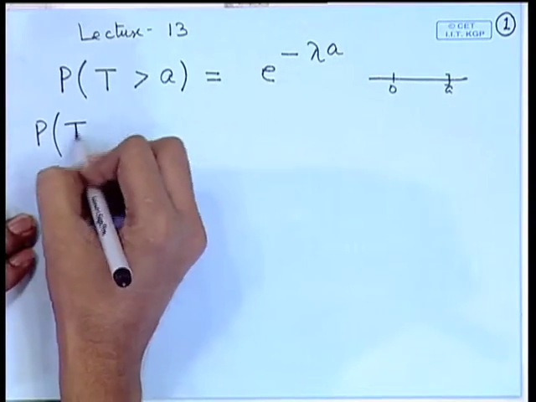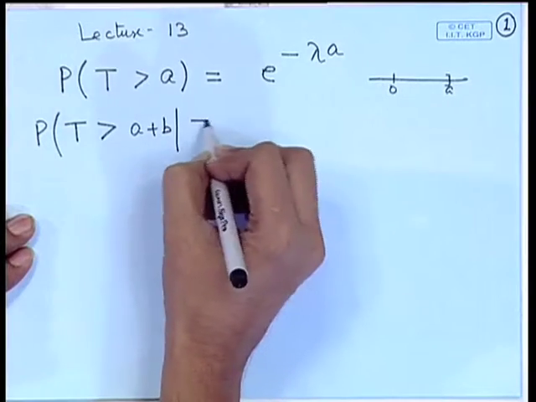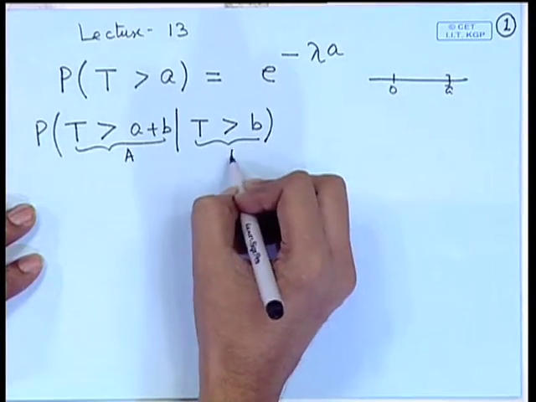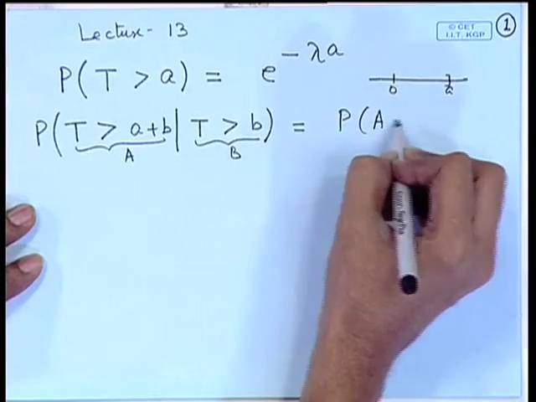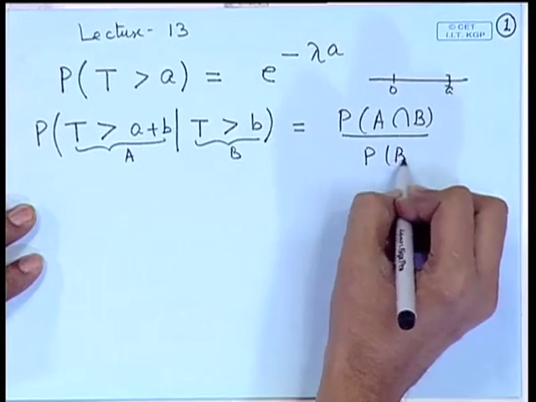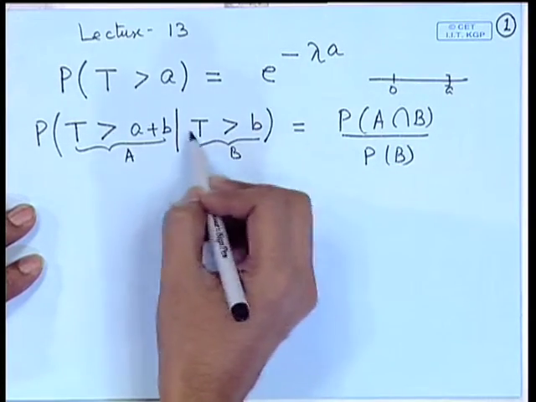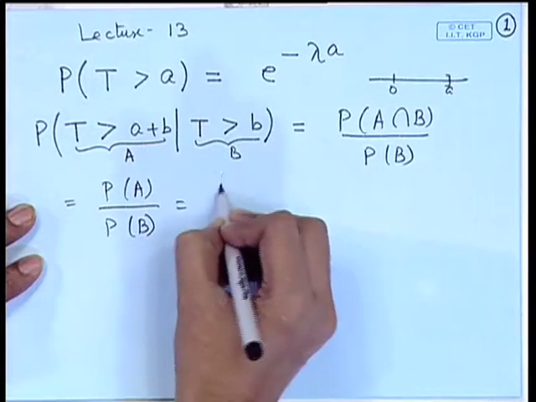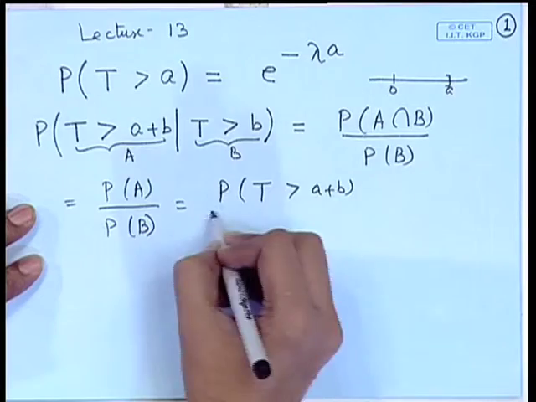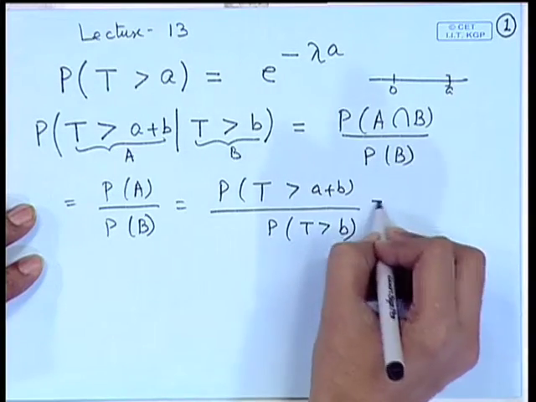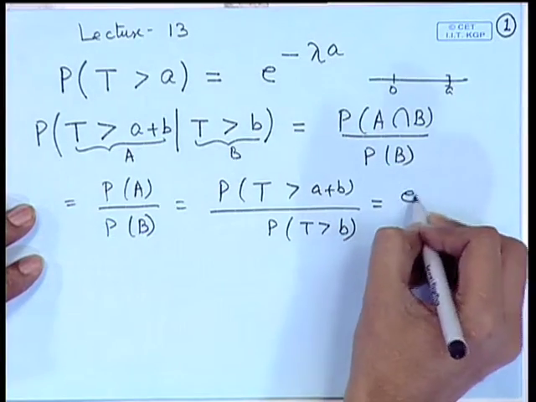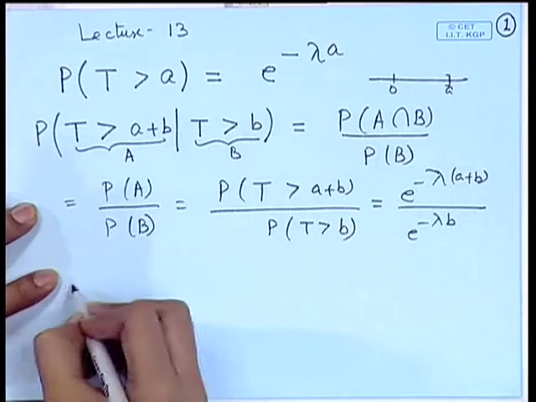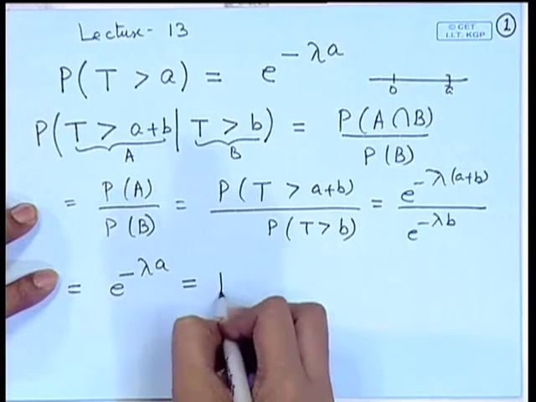So, if we consider probability of T greater than a plus b, given that T is greater than b, and we consider this as event A and this as event B, then it is equal to probability of A intersection B divided by probability of B. Now, here A is a subset of B, therefore this becomes probability of A divided by probability of B, that is probability of T greater than a plus b divided by probability of T greater than b. By the formula that we have developed, this becomes e to the power minus lambda times a plus b divided by e to the power minus lambda b. After simplification it becomes e to the power minus lambda a, which is nothing but the probability of T greater than a.